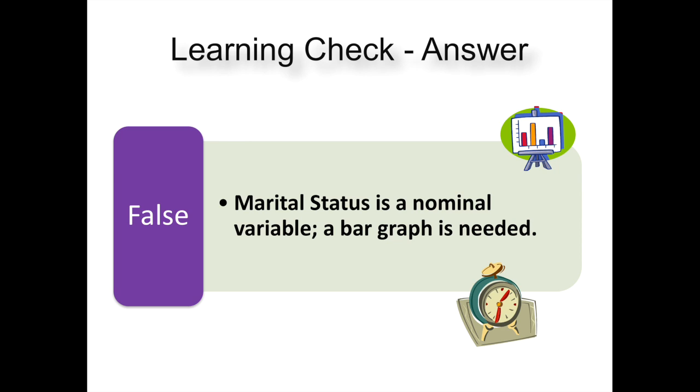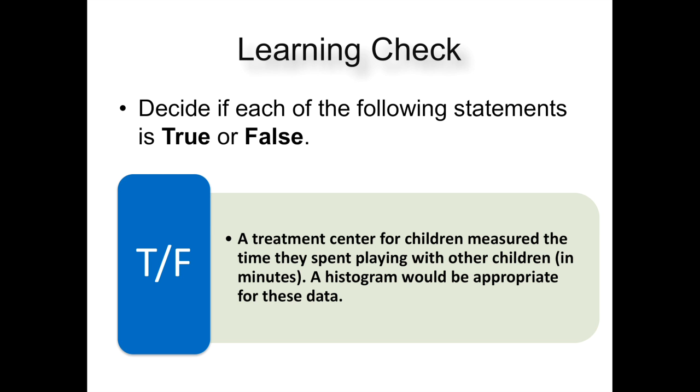You can't be both married and separated, right? Or I guess you get married and divorced, right? You can't be never married and divorced 3 times. You can't be divorce-ish, right? You're either divorced or not divorced. So marital status is a nominal variable. So in this case, a bar graph.